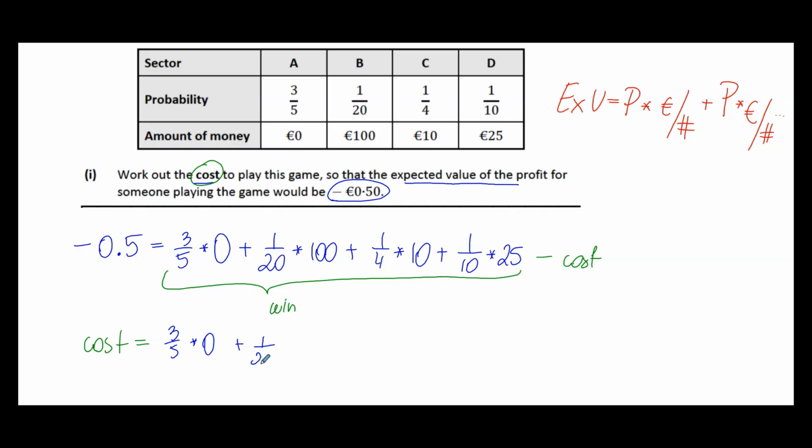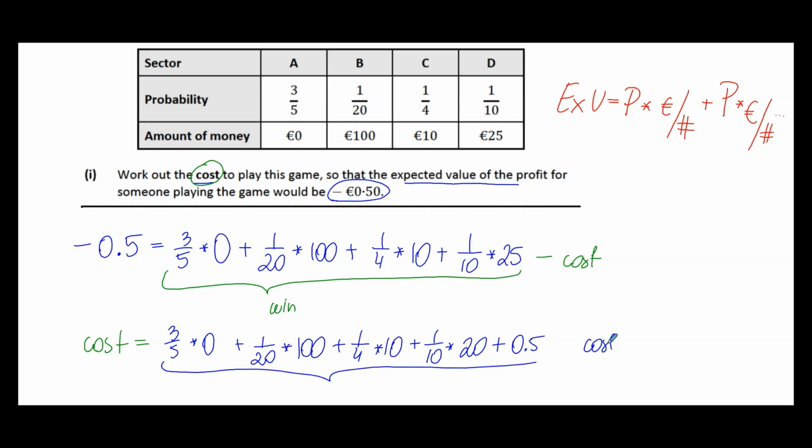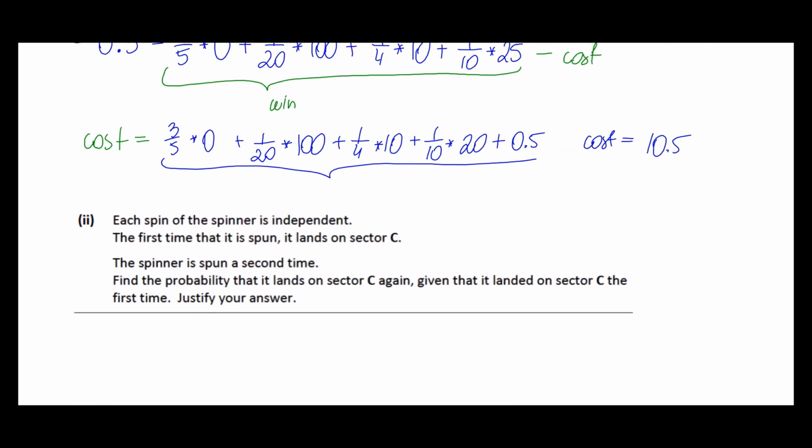Just quickly write them down again, and then move my minus 0.5 to the other side of the equation, and therefore change the sign to opposite, so plus 0.5. And when we put all of that in our calculator, press equal, we get that the cost here is 10.5. So somebody has to pay 10.5 euro in order to enter the play, and at the end, on average, everyone will lose 50 cents.